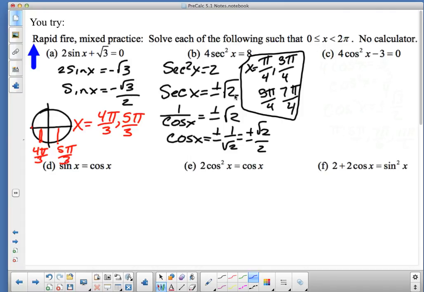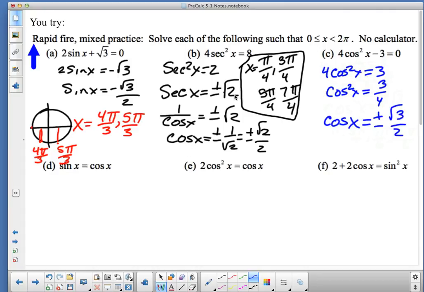Okay, welcome back, and we've got 4 cosine squared x equals 3. I'm going to divide by 4, and I got cosine squared x equals 3/4. And now I'm going to take the square root of both sides, so I have cosine x is equal to plus or minus the square root of 3 over 2.